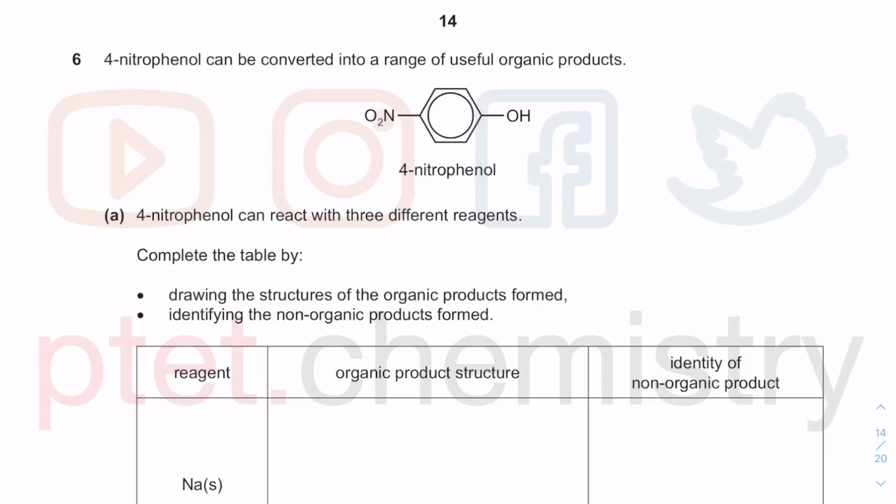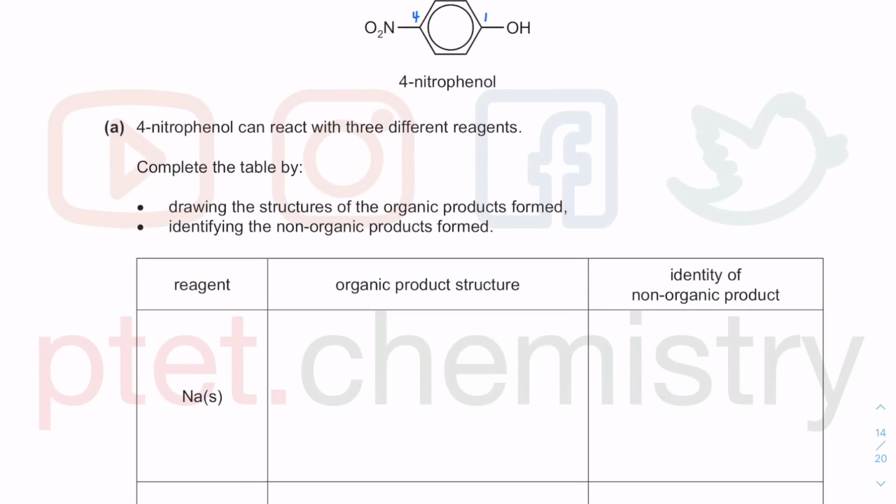In this next question, we have 4-nitrophenol. So clearly the OH of the phenol is the group with the higher priority. So 1, 2, 3, 4. Or you could do the other way around, 1, 2, 3, 4. You're still going to get this as position number 4. So NO2 is the nitro group. The OH bonded to the benzene is the phenol. So 4-nitrophenol can react with 3 different reagents.